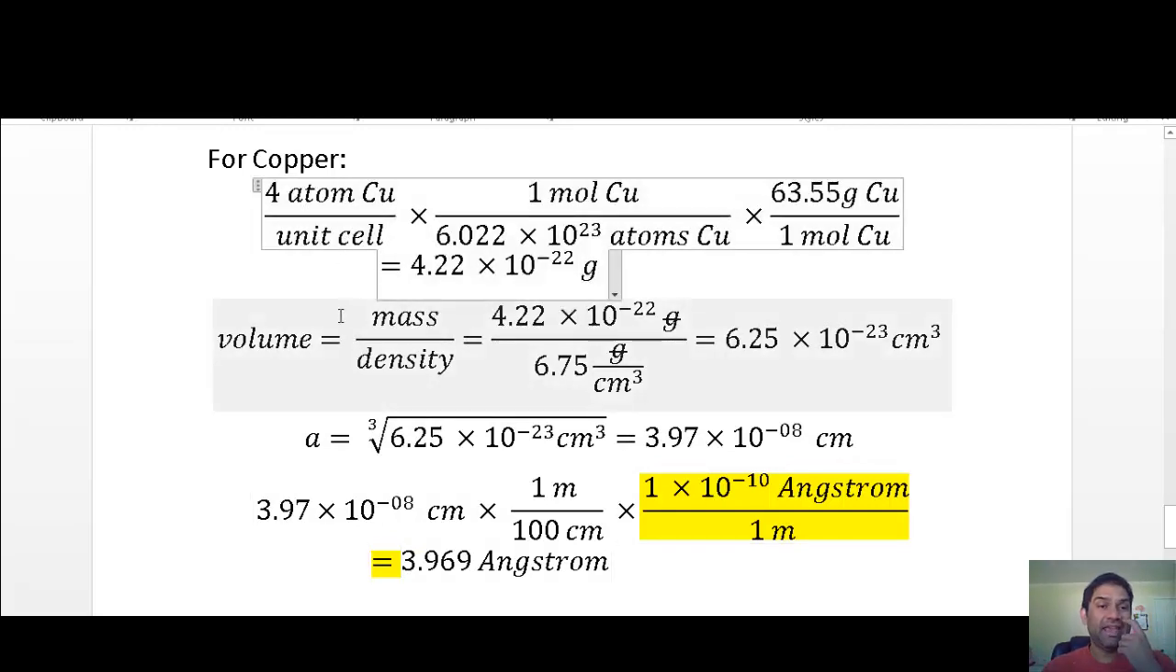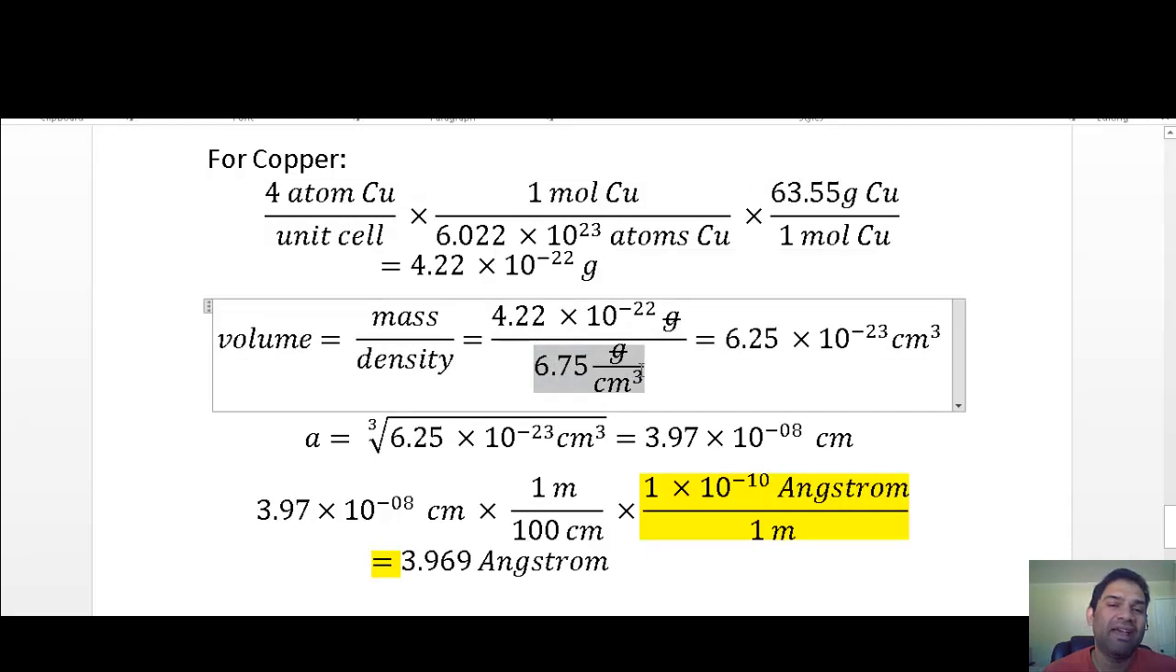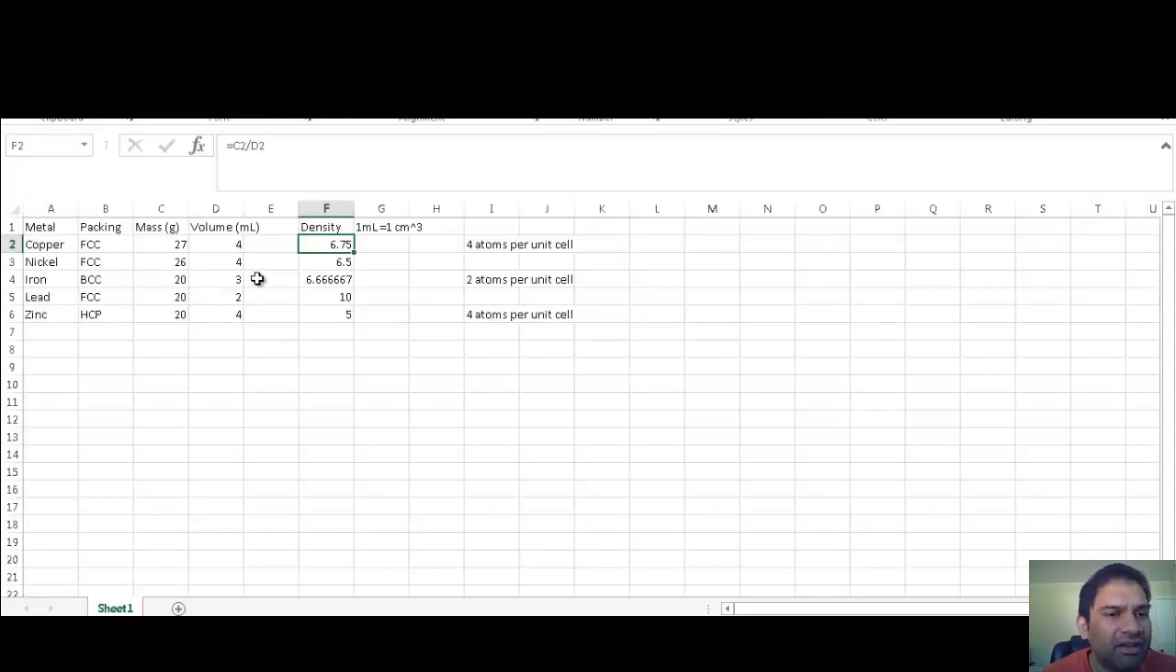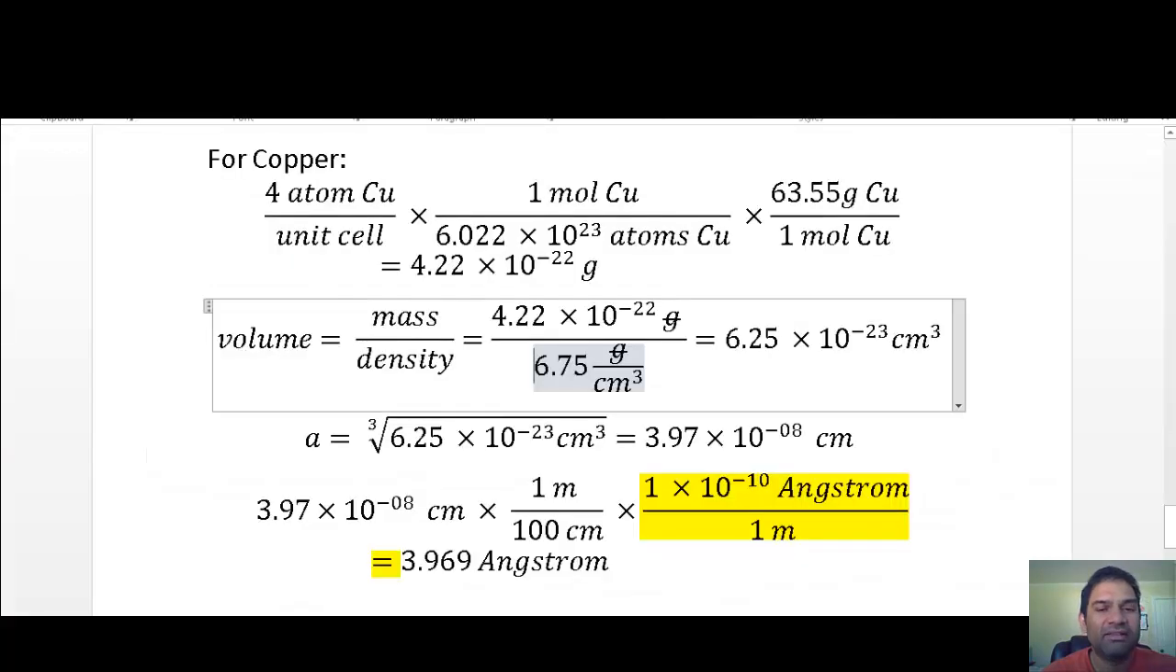So this is the answer for copper. You're going to do the exact same thing for nickel, because it's also FCC. So there's going to be 4 atoms of nickel per unit cell. And then you're going to put in the density here that you calculated. Now what I calculated for nickel was a density of 6.5. So instead of 6.75 for nickel, you put your value, my value 6.5. Nickel is going to be about 4 atoms. So everything is going to be the same in terms of the pipeline.